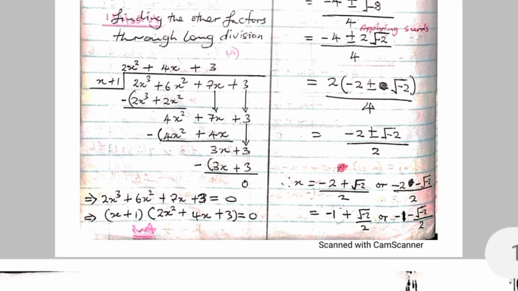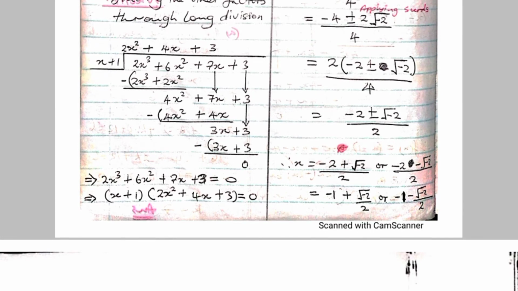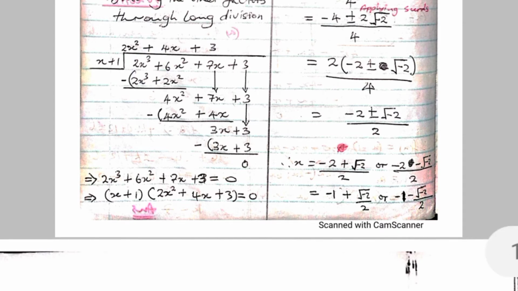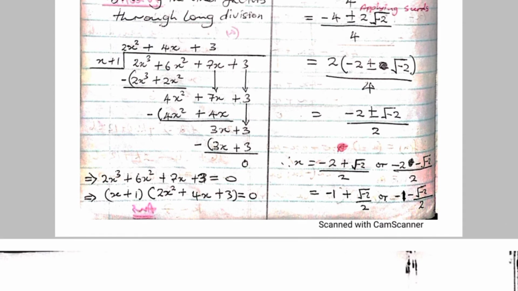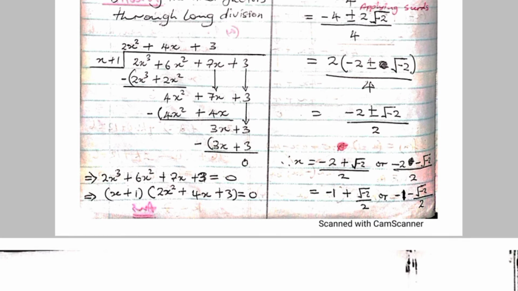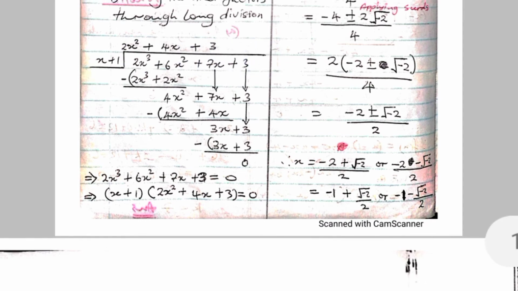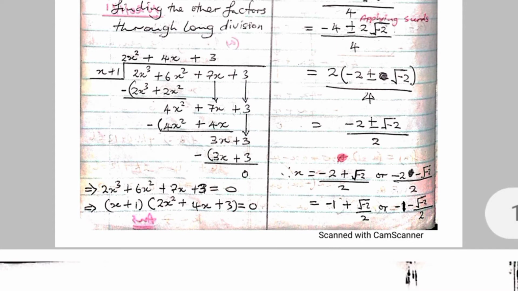So using long division, you divide the first term of your divisor here, which is x, into 2x cubed, and you get 2x squared, right? Then you multiply 2x squared by x, and you get 2x cubed here. Then you multiply 2x squared by 1, and you get 2x squared, right? Then you subtract this from our polynomial here.